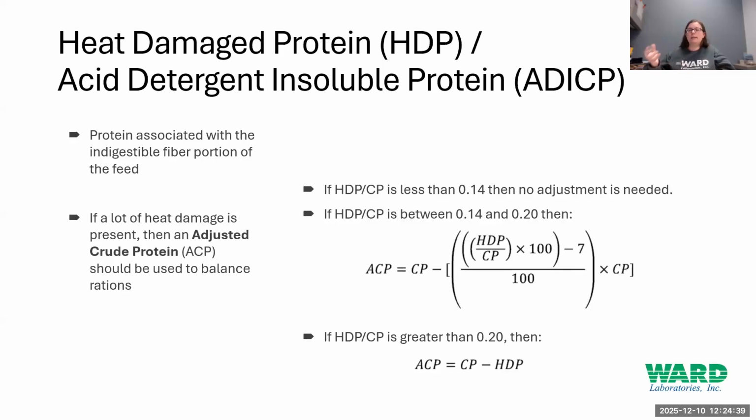So essentially what happens with the heat damage protein, it's in that bale, it's hot, the moisture causes the Maillard reactions to happen, and then those reactions bind protein to the lignin and the ADF portion of that plant. So it's not available for the animal, it's just going to pass right through. So that's why we focus on the adjusted protein, so that we're saying what the animal is actually getting.